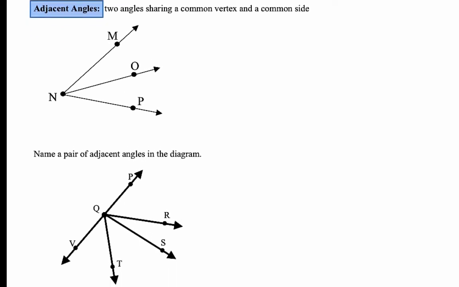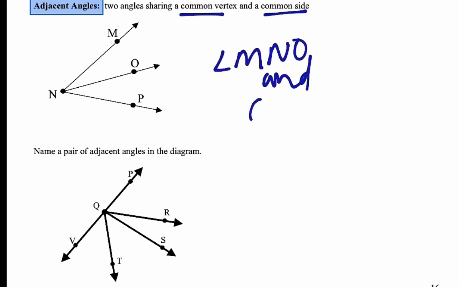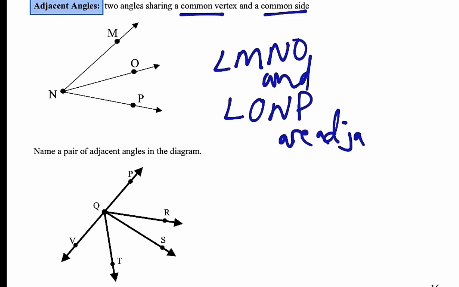And then the last thing we need to talk about is this idea of adjacent angles. Adjacent angles are 2 angles that share a common vertex and a common side. It does not simply mean they're next to each other. So if you look at this diagram that I have drawn for you here, angle MNO and angle ONP are adjacent. And it's because they share this common vertex N and they share this common side or ray NO. Since they both use that point and that middle ray, that's what makes them adjacent.